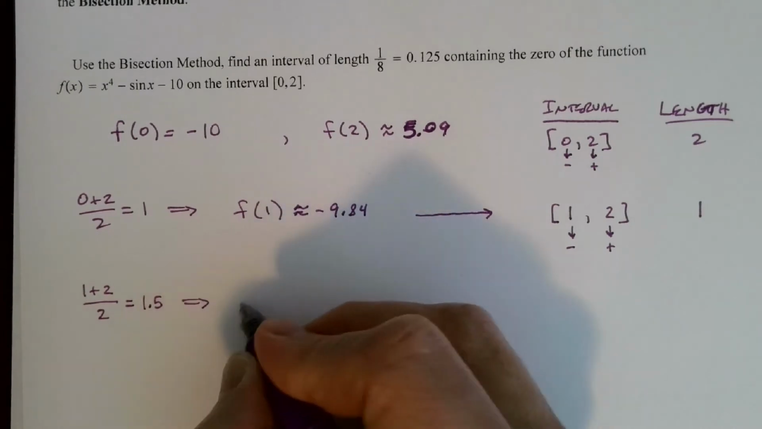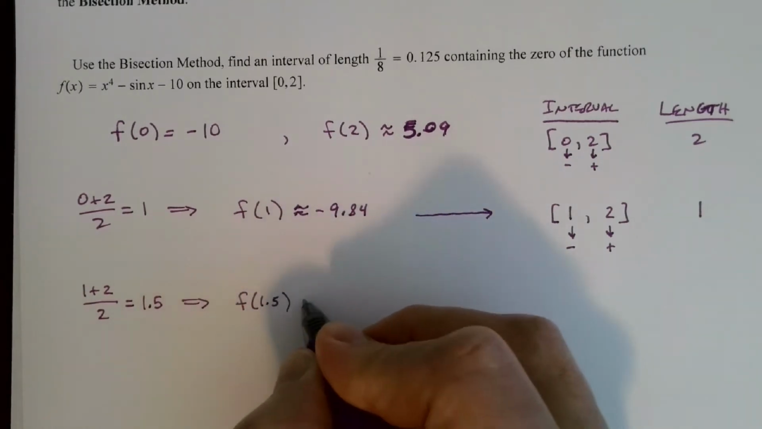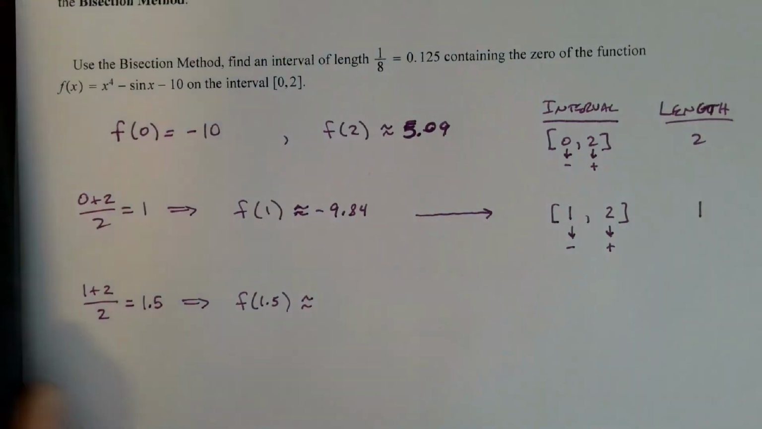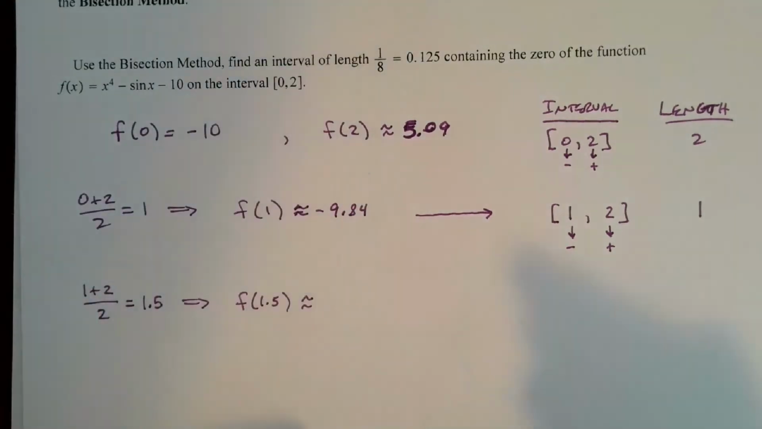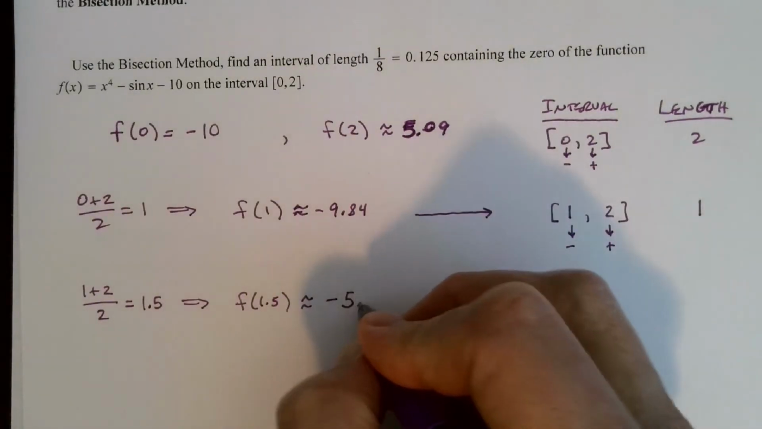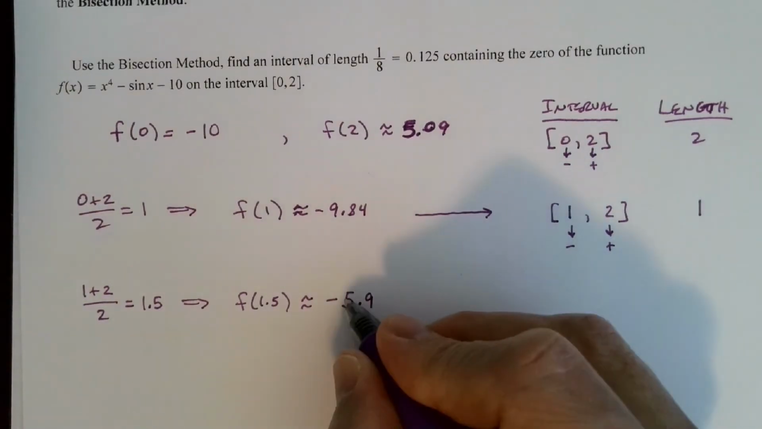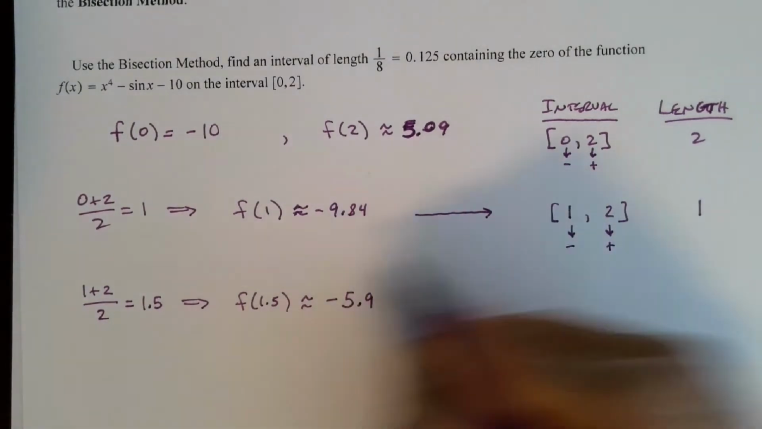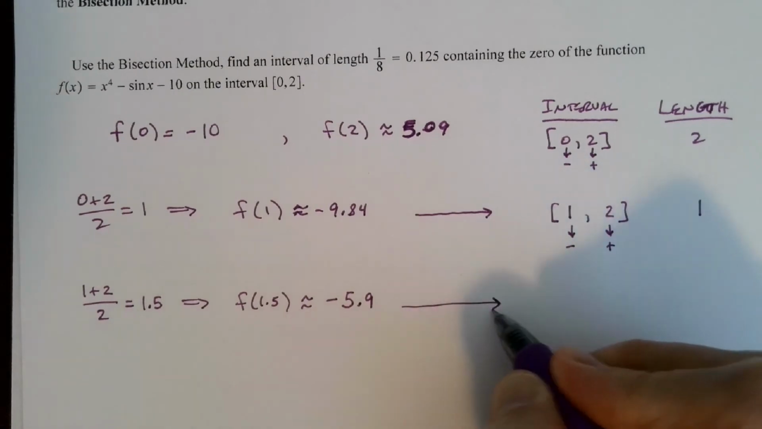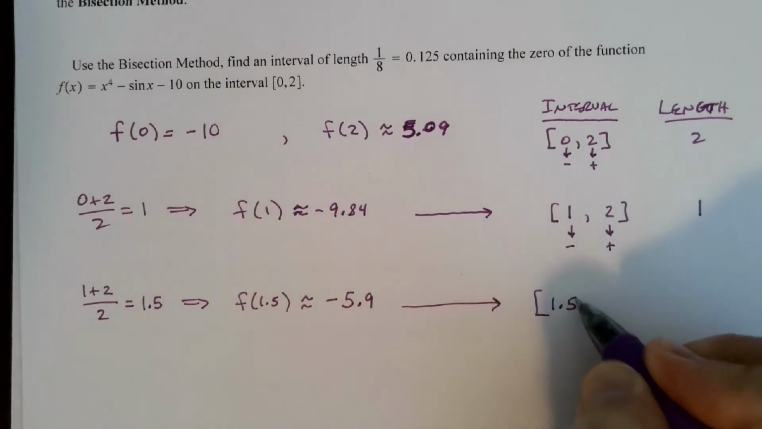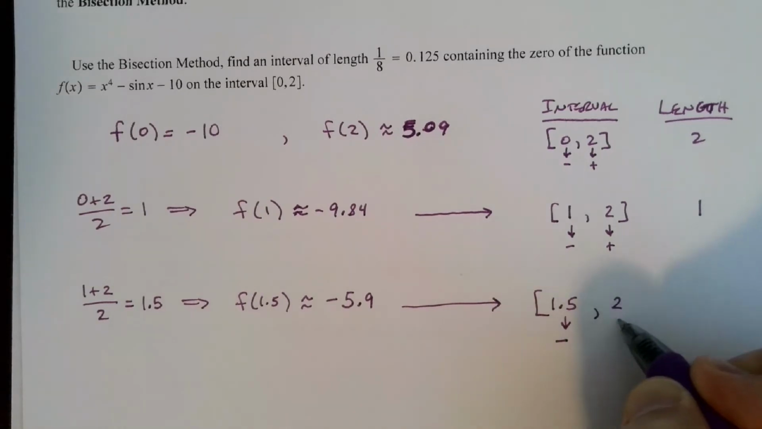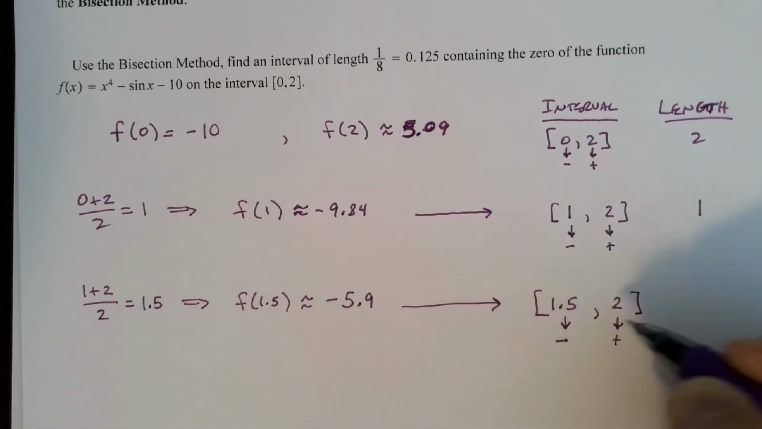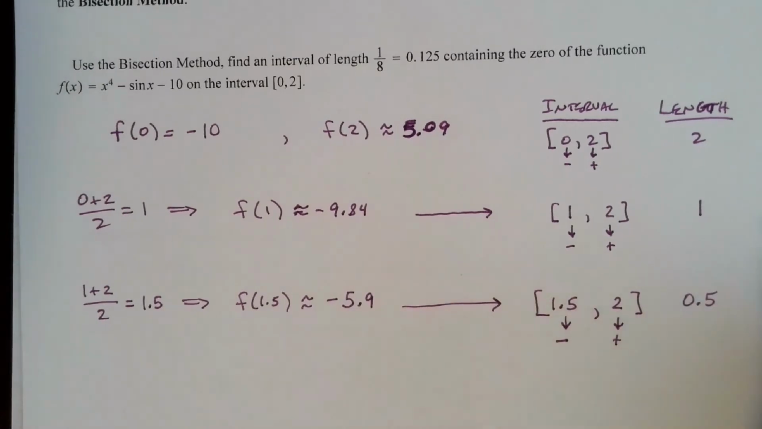So now I'm going to look at what is f of 1 1/2, about negative 5.9. And now since it's negative, what's going to happen? I'm going to replace, instead of starting at 1 where it's negative, I can now start at what? 1 1/2. I know f of 1 1/2 is a negative number. f of 2 we still know is positive. And so our interval is now a half.